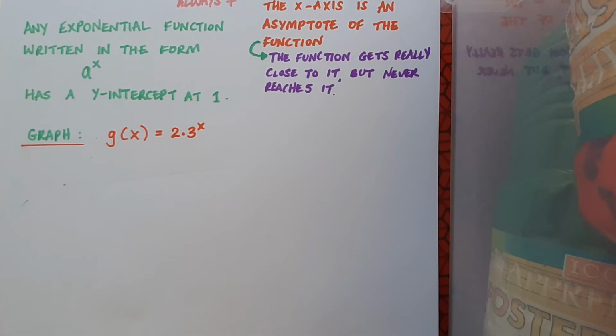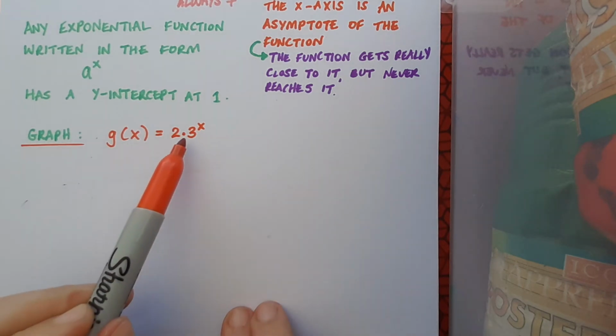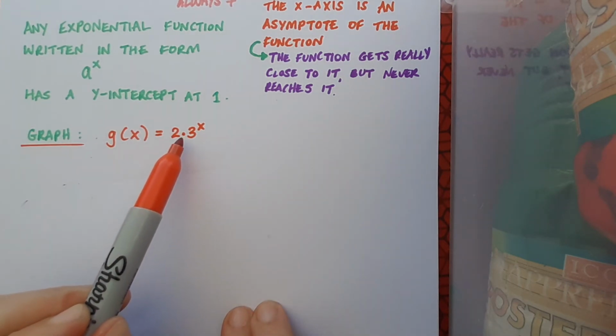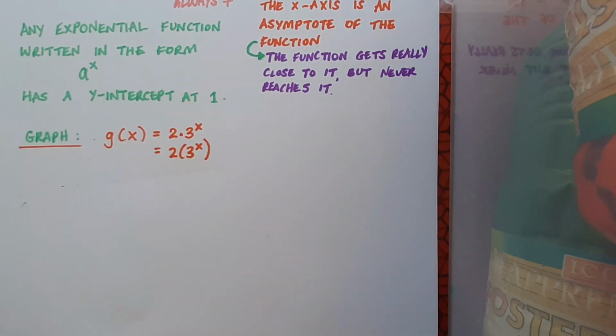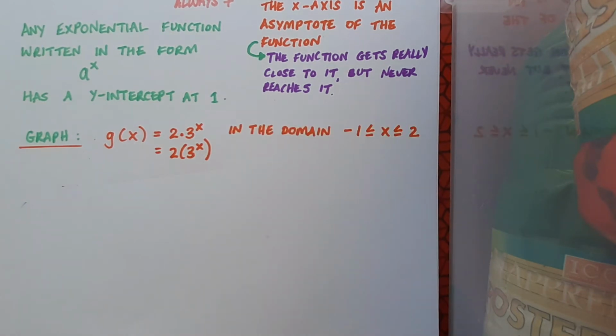So say, for example, we're asked to graph g of x equals 2 times 3 to the x. Just notice the way that this is written here with a dot between the 2 and the 3. This dot means multiplication. You might also see it written like this. So we're going to graph it in the domain -1 up as far as 2.